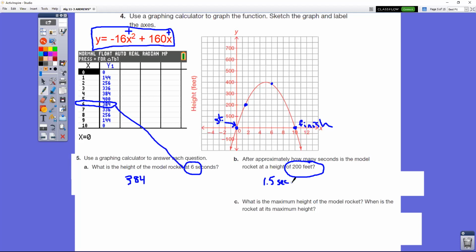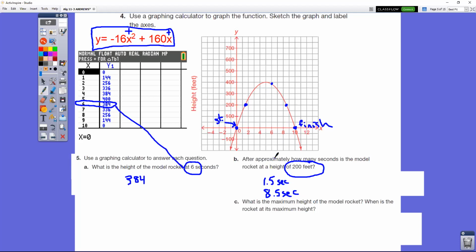But now, be very careful. Keep on following that flight path of the rocket. 300 feet, 400 feet, 300 feet, 200 feet. Our rocket's going down now. So it's at 200 feet here as well. That's approximately 8.5 seconds. And notice it just said to do an approximation. All right. So I'd say at approximately 1.5 seconds and 8.5 seconds, it's at 200 feet.